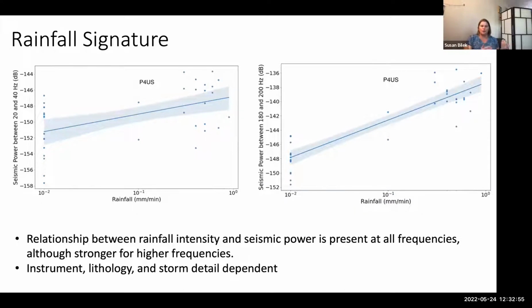So for our data, we know that we have rainfall that occurs in order to trigger the flash floods. We've looked at the median seismic power in a range of frequencies here, between 20 and 40 hertz on the left, between 180 and 200 hertz on the right. And we see a positive relationship between rainfall and power at all frequencies. It does appear to be stronger at the higher frequencies. And the tricky thing about the rainfall is that it does vary with station, particularly with the depth of burial, the lithology at the site, and the details of the storm. Because we capture the radar images, we know that it's not raining at all of the locations all of the time during these flood events.